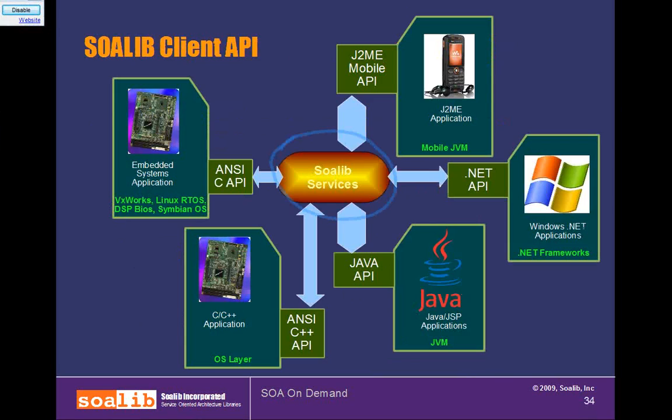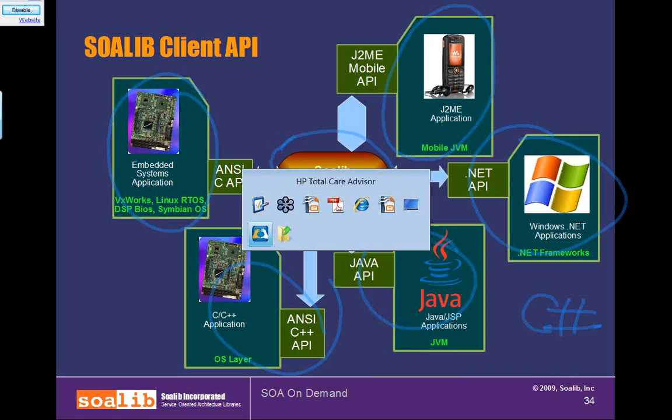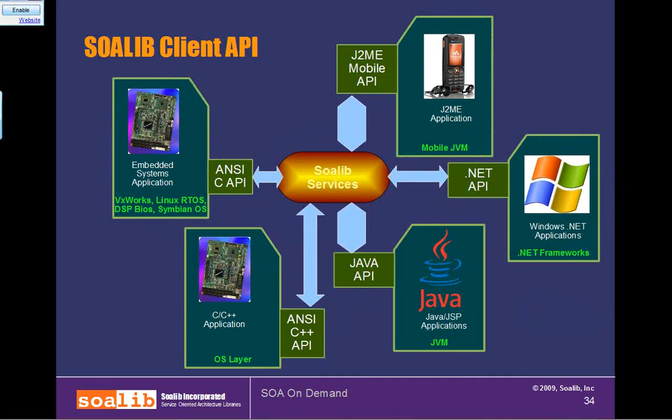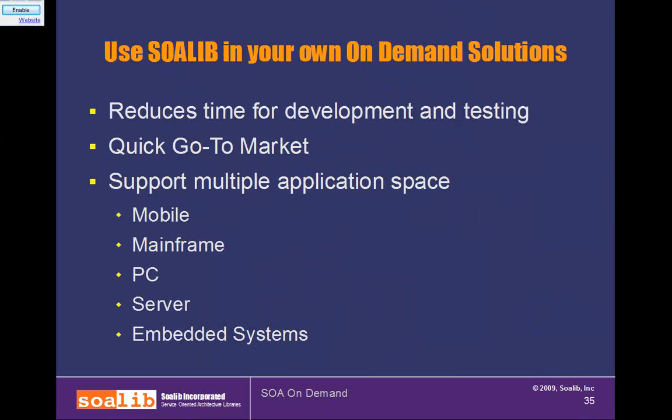So we have the service running at the center, and there are various mobile client API and the embedded system C client, C++ client, and Java client, and .NET, which is C# mainly. All of them can communicate with SOALIB, and all the APIs for communicating with the SOALIB is already provided to you. Now, use in your own system.